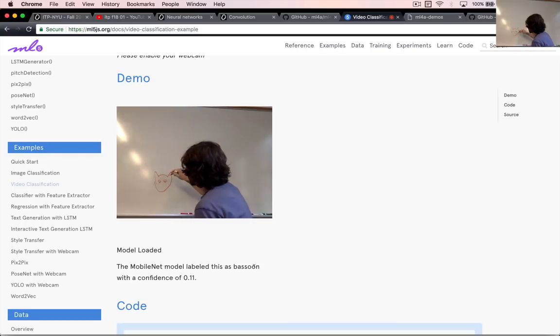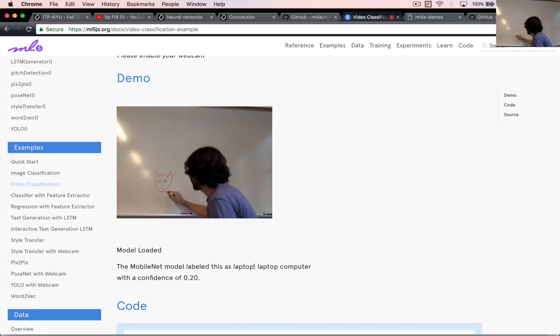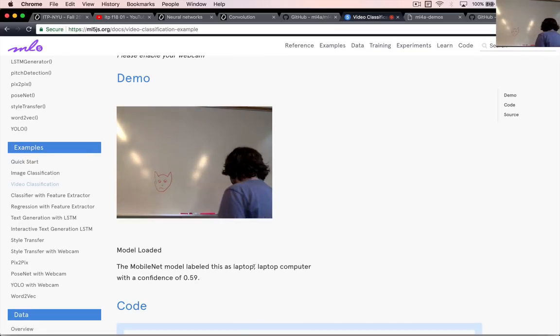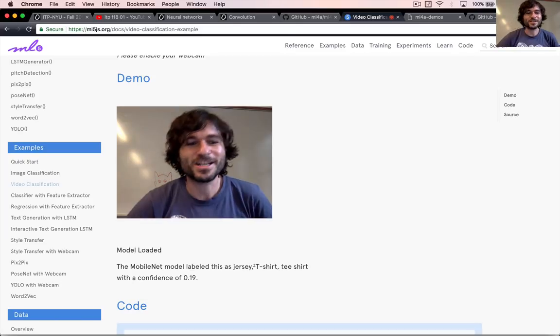I need to draw it much bigger. Alright, this is an experiment for another time. Like, laptop. Well, now it's a laptop. That's kind of interesting. Well, in any case, yeah. Well, anyhow. Fun times can be had with image classification, right?